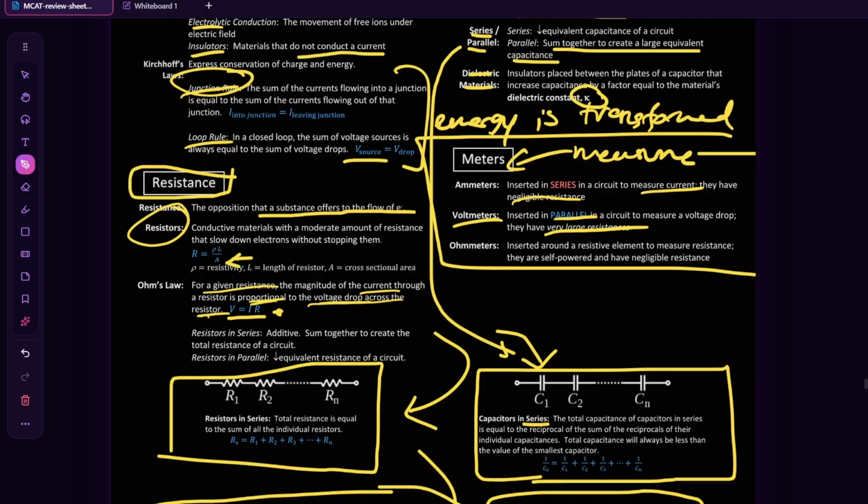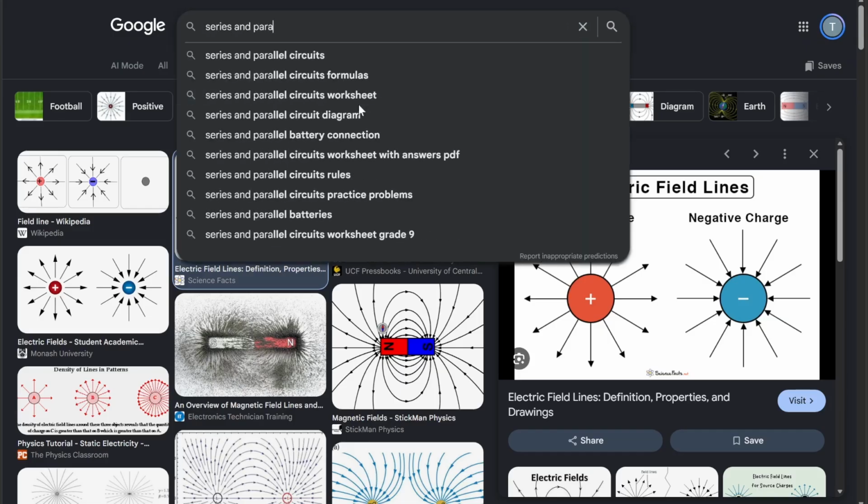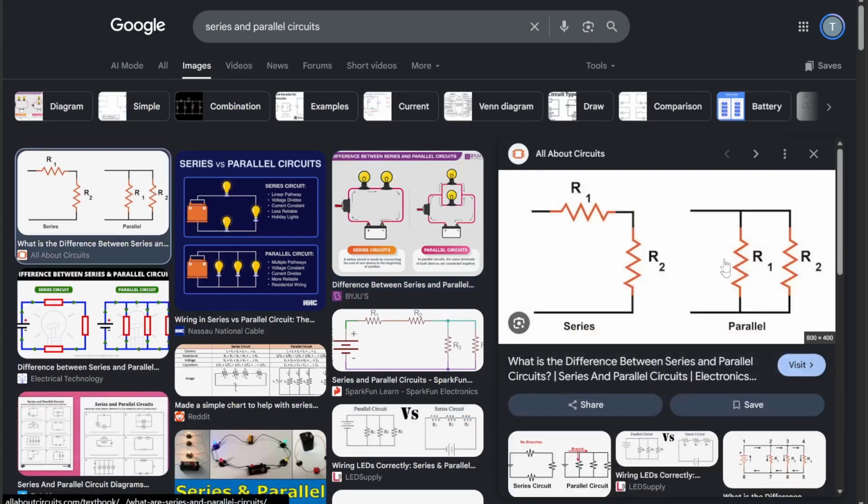If you look at series and parallel circuits, that would help a lot of people. Just imagine your series and parallel circuits like this.